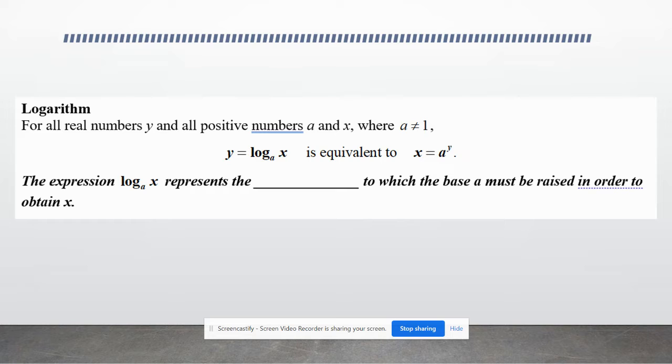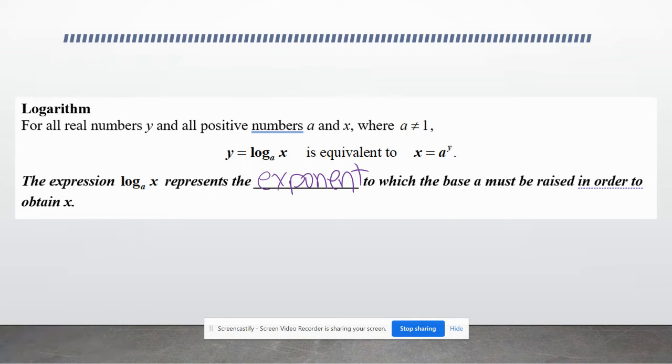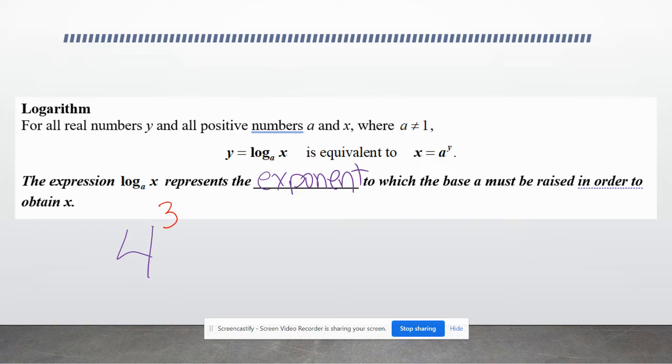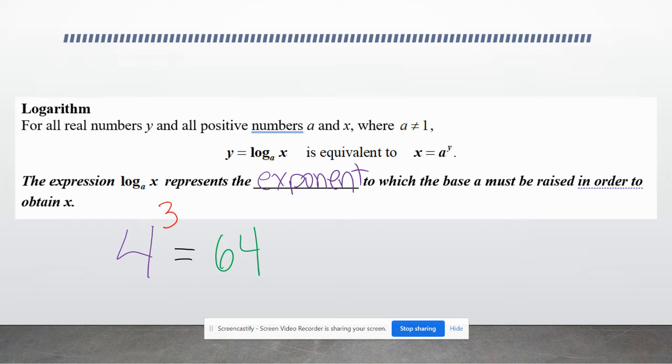And the inverse operation of an exponential function is a logarithm. And so the logarithm gives us the exponent that the base must be raised to in order to get x. If I were to color coordinate what we're talking about, let's say that we have 4 to the third power is equal to 64. That's the exponential form.